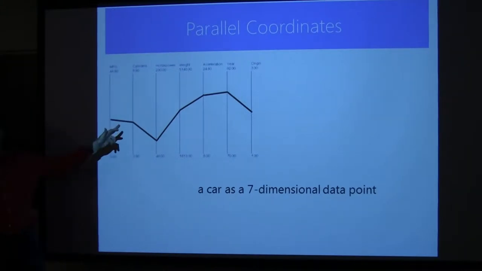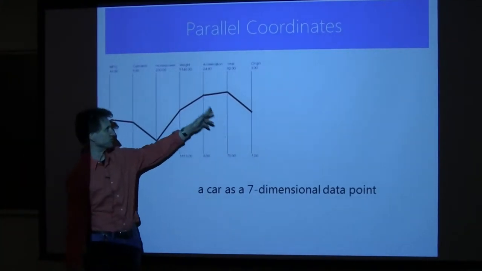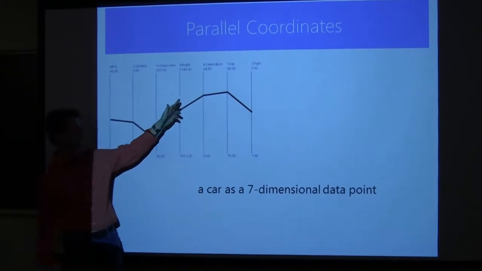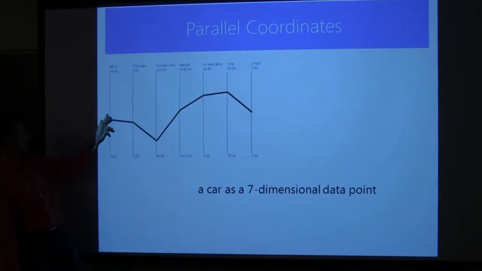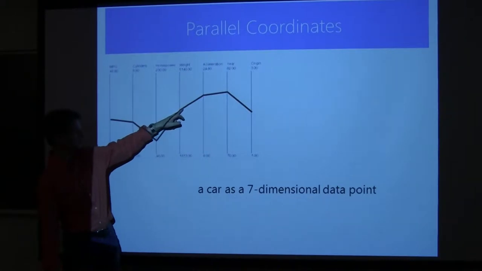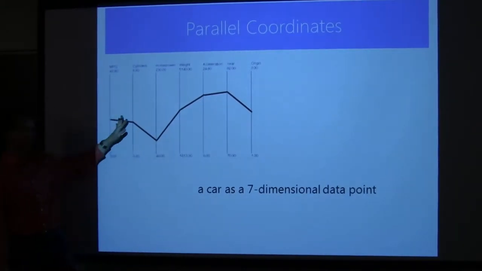So here's one, a single car represented as something called a polyline. You use the miles per gallon, cylinders, horsepower, weight, acceleration, year and origin. This acceleration is really one over. So this car has low miles per gallon, a small number of cylinders, low horsepower, decent weight, high acceleration, or low, and then year and origin. So this one car, it's fine. It's like a line chart.